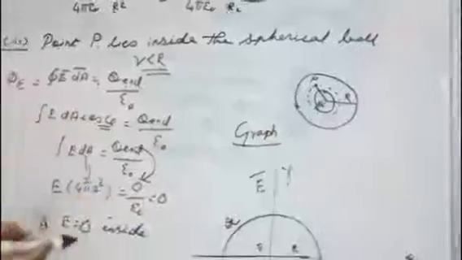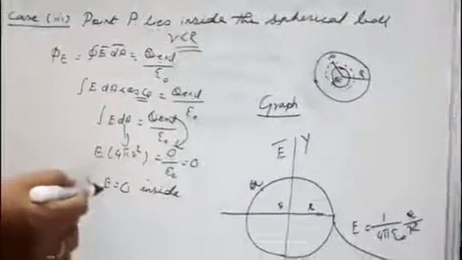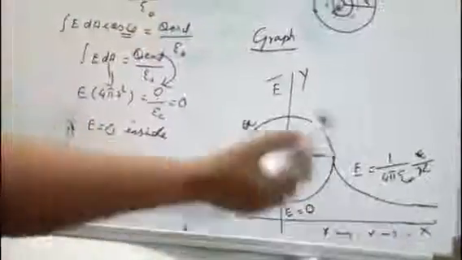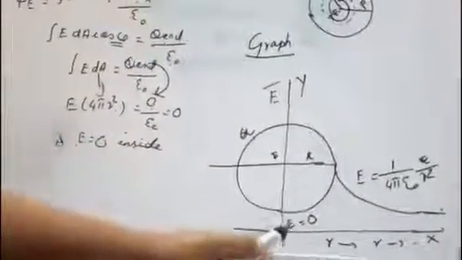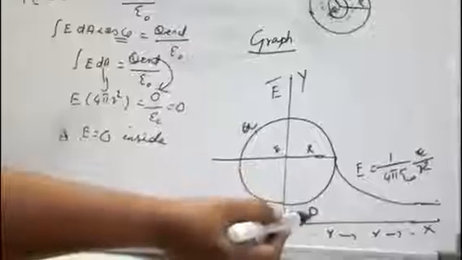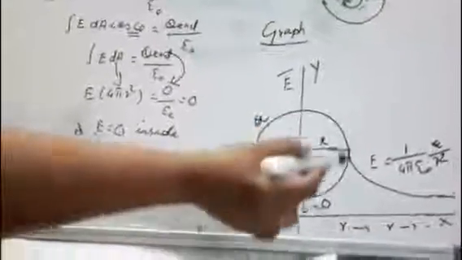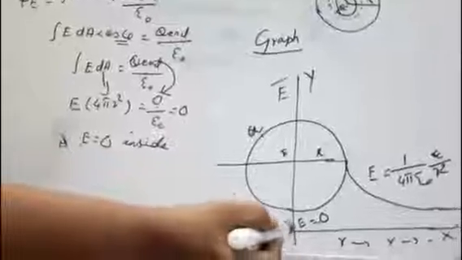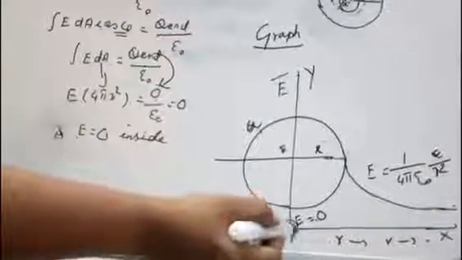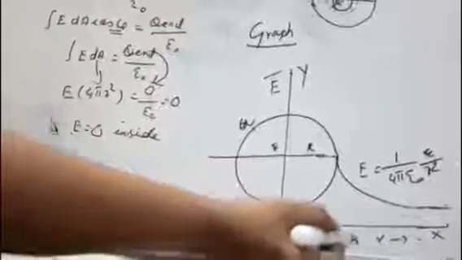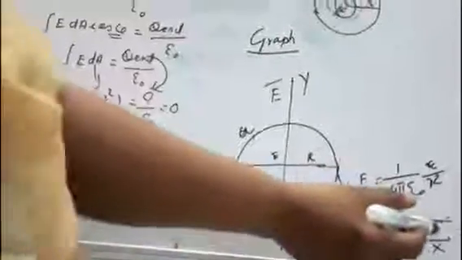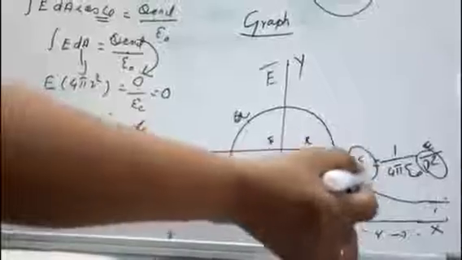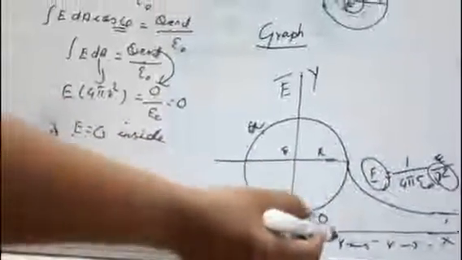So this is represented by a graphical method, with this the x axis and this the y axis. Here is the center point, and the spherical shell is there, and at the intersection, the cross section, the E value is 0, and this is the R value. When r increases, the E value decreases, therefore r square increases means the E value decreases. So this is a representation of the graph.